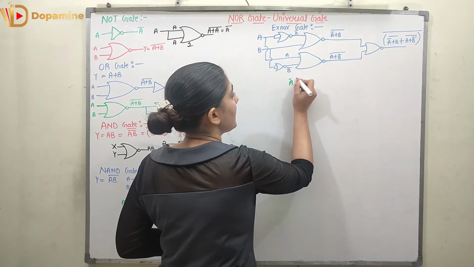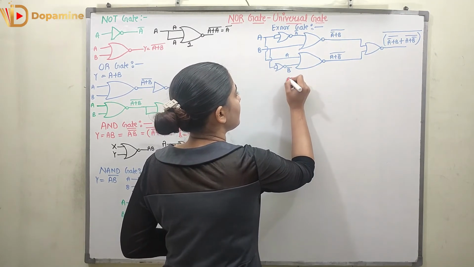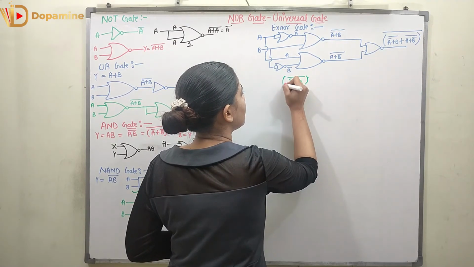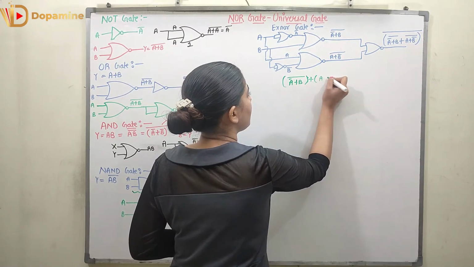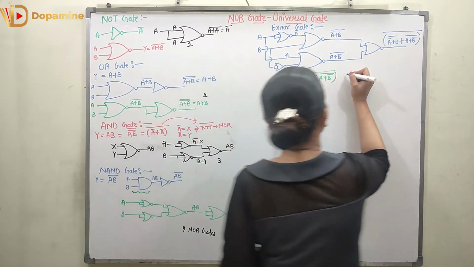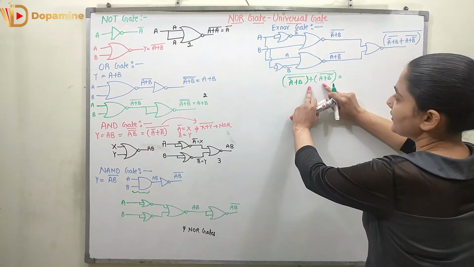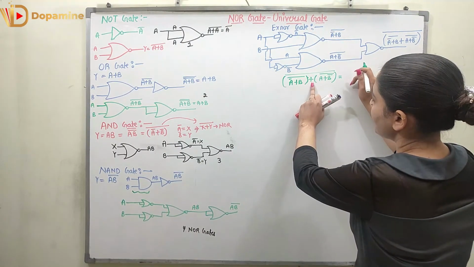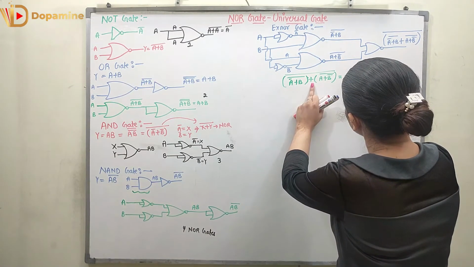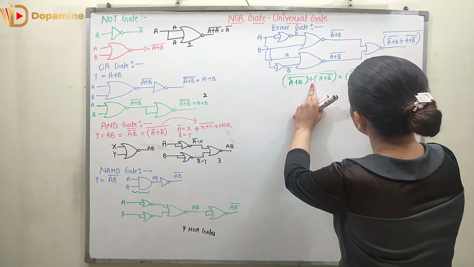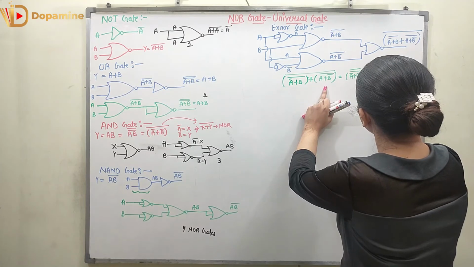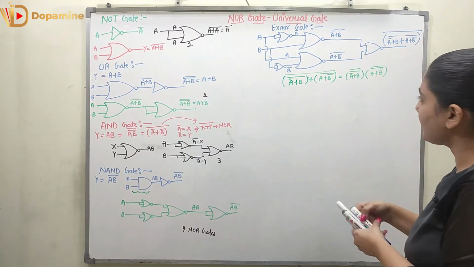So we have (A bar plus B) whole bar, now it is added with (A plus B bar) whole bar, whole bar, right? So now we are going to apply De Morgan's law. Here we have plus, it will be converted into multiplication. So here we will have (A bar plus B) whole bar multiplied with (A plus B bar) whole bar, double complement of any variable.